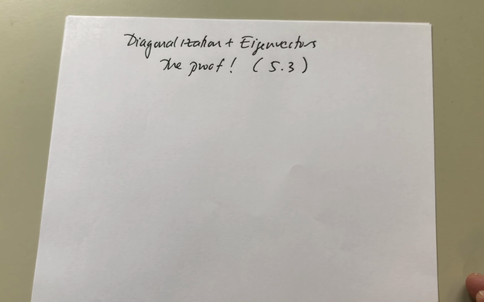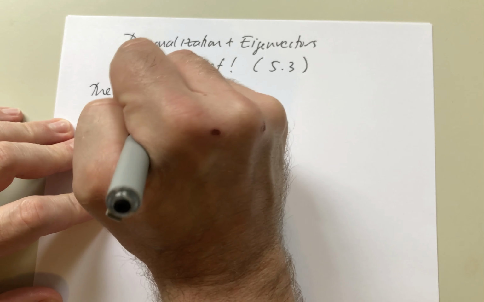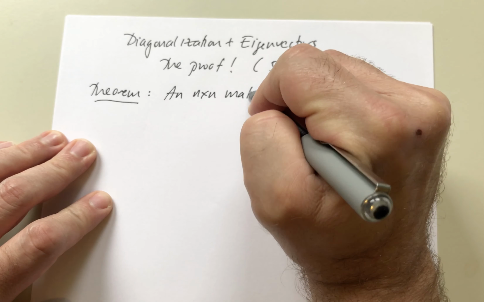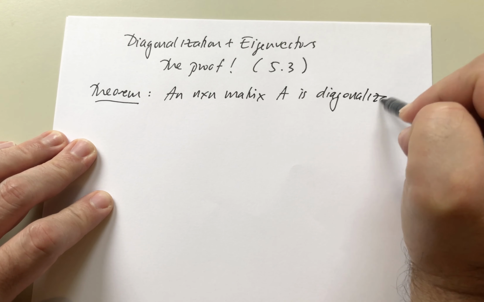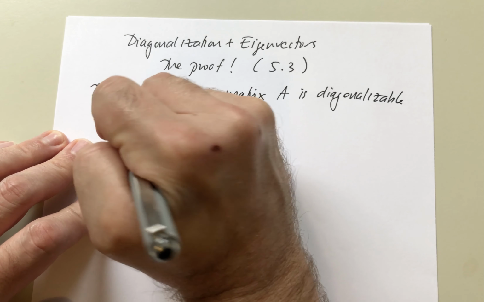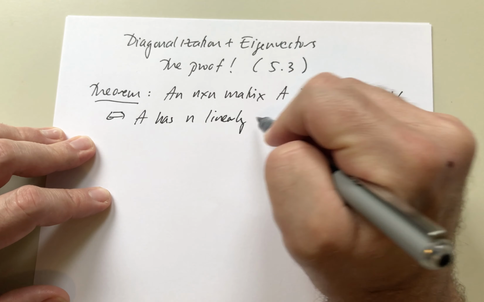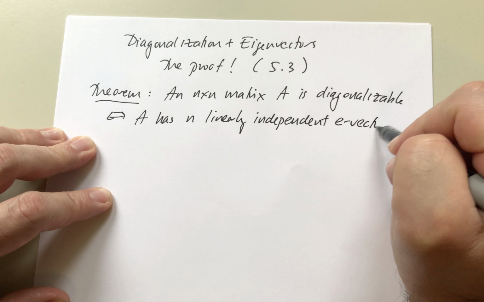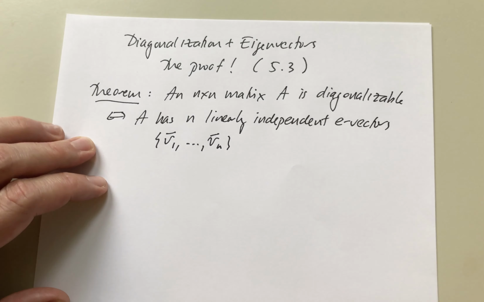Hello, today I want to talk about a proof of this characterization of diagonalization that I mentioned in a previous lecture. So what we're going to try to prove is the following important theorem: an n by n matrix A is diagonalizable if and only if A has n linearly independent eigenvectors. Let me write the eigenvectors as v1 through vn. Okay, so that's what I want to prove today.